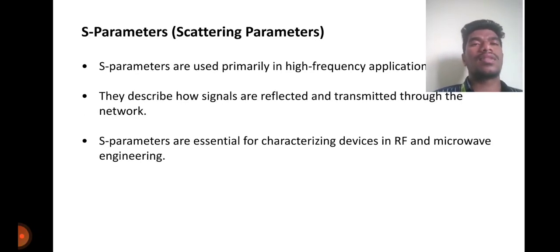S parameters, scattering parameters. S parameters are used primarily in high frequency applications. They describe how signals are reflected and transmitted through the network. S parameters are essential for characterizing devices in RF and microwave engineering.